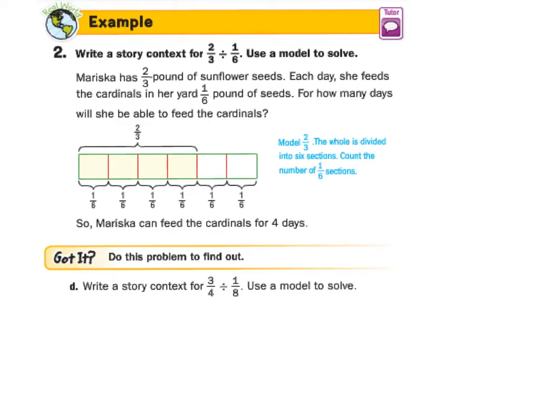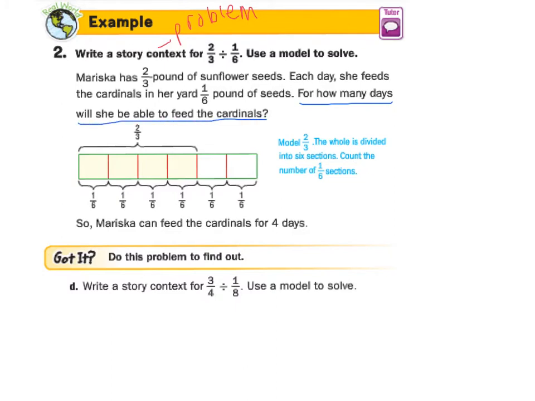So here on example number 2, what they'd like us to do is to write a story problem. So context means write a story problem for a division problem with fractions, 2/3 divided by 1/6. So what they used was, they said this girl, Mariska, has 2/3 pounds of sunflower seeds, and each day she feeds the cardinals in her yard 1/6 pounds of seeds. Okay? And then they want to know for how many days will she be able to feed the cardinals.